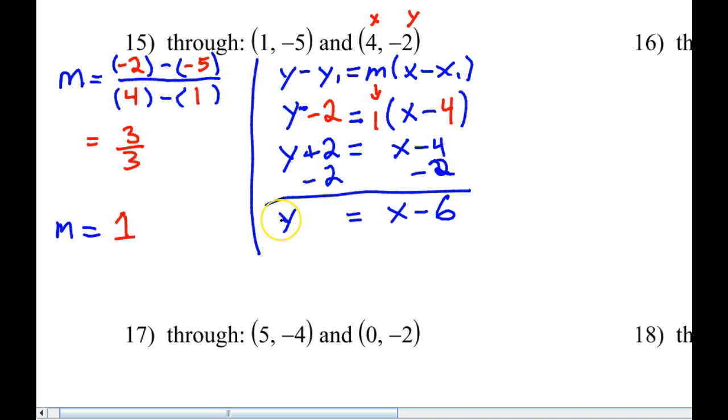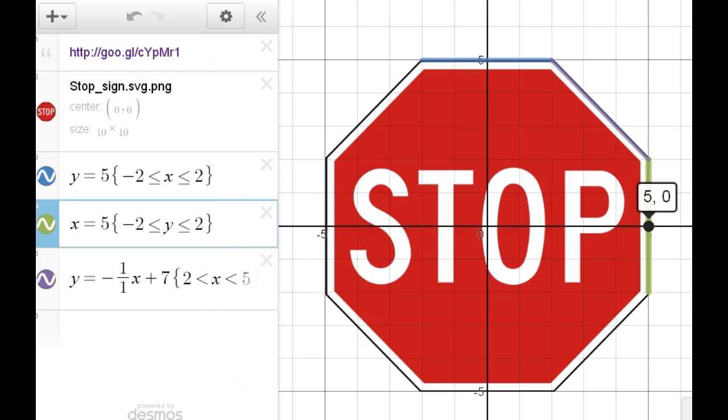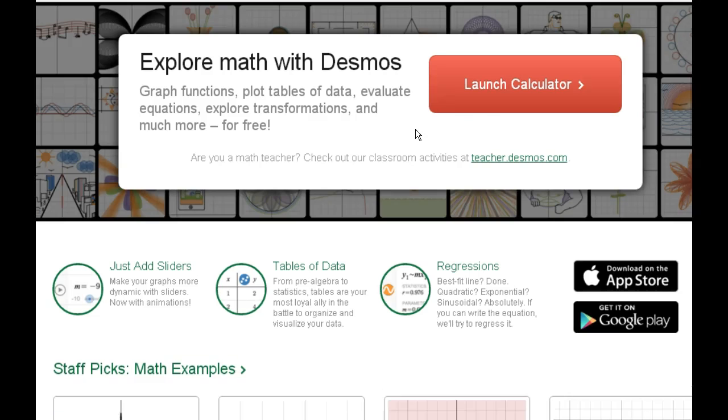All right. Another thing you can do just to make sure, because things can go wrong if you're not careful, and even if you are careful, it can go wrong. A way of checking your work for tonight: go back to Desmos. Plug in the 2 points and plug in the equation and make sure the line that you got actually goes through the 2 points.